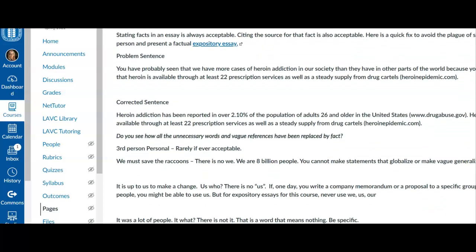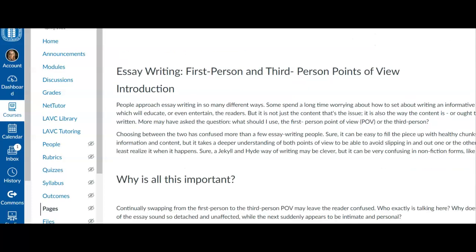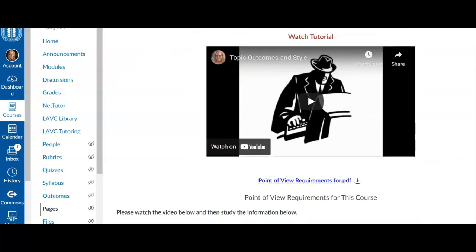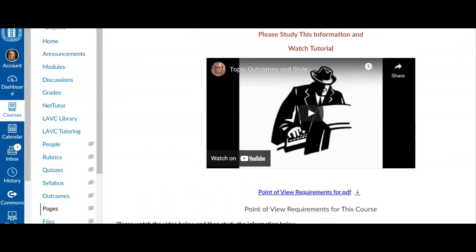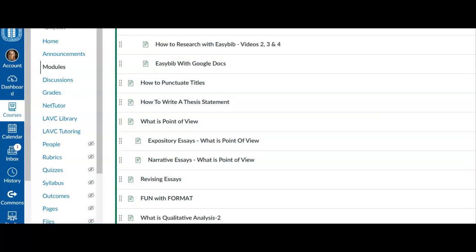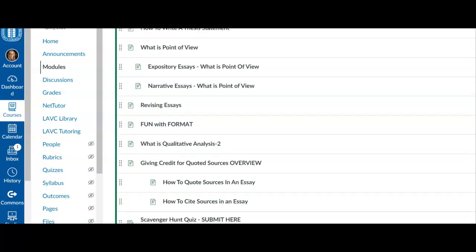Are there some exceptions to that? Yes, and I show you that below, and there is more information below that. Did you study this page? If you studied this page, then I would assume that you would complete My Music without a single error. After that initial point of view, there are 2 more pages to study on point of view for expository essays and point of view for narrative essays. Did you study those? This page on revising essays and the importance of reading what I've written out loud so that I can make sure I know what I'm doing.